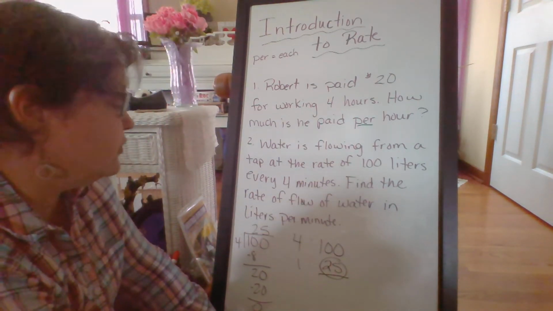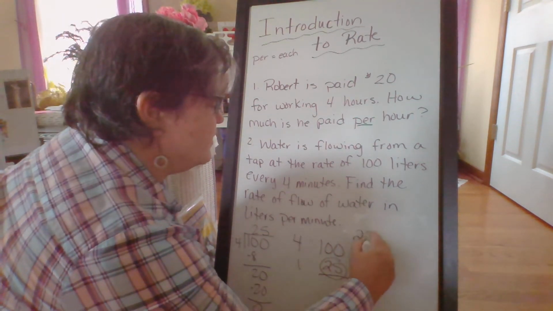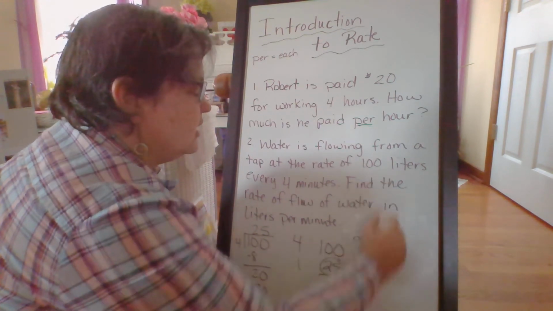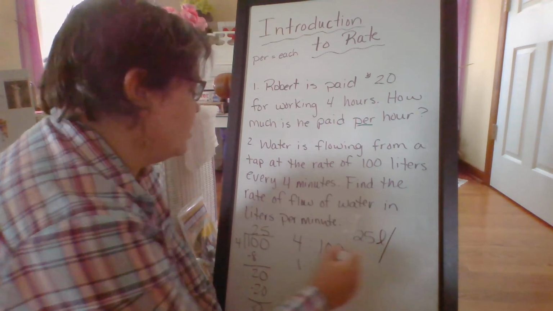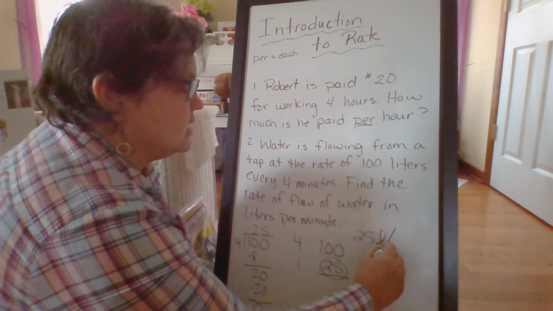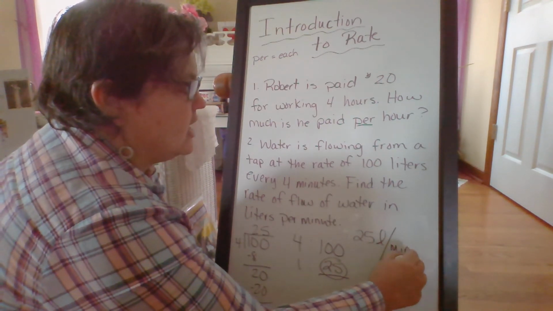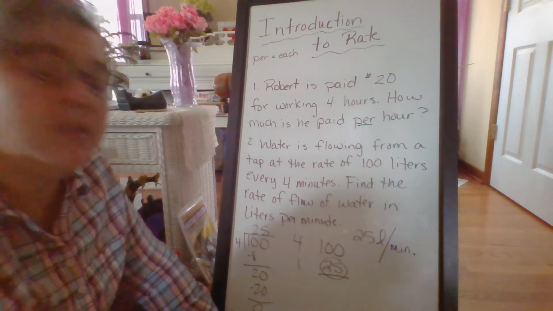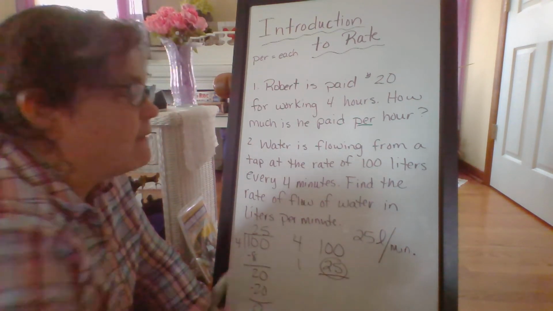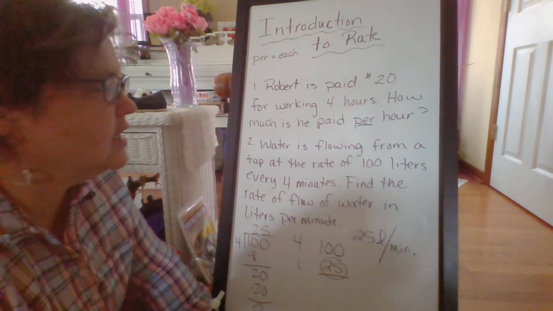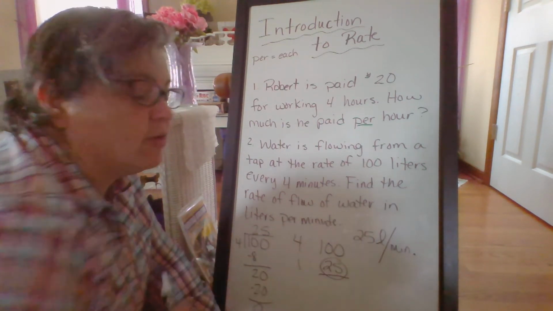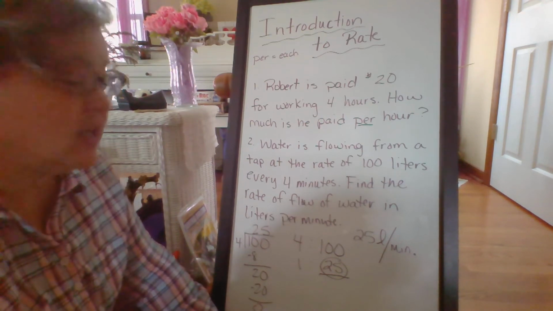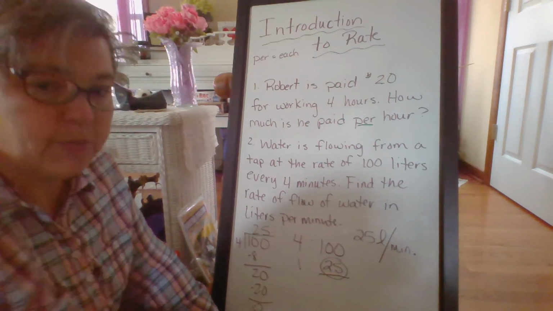So find the rate of flow. 25 L stands for liters, 25 liters per minute. And I'm going to write M-I-N to stand for minute. So I have to know my abbreviations because it would really get long writing answers if I wrote liters and minutes and if I wrote everything out. So I use abbreviations. All right, we're going to look at a couple more.